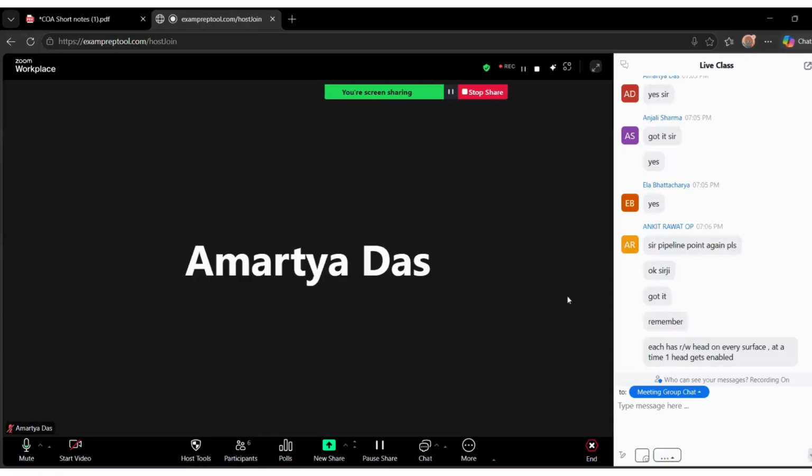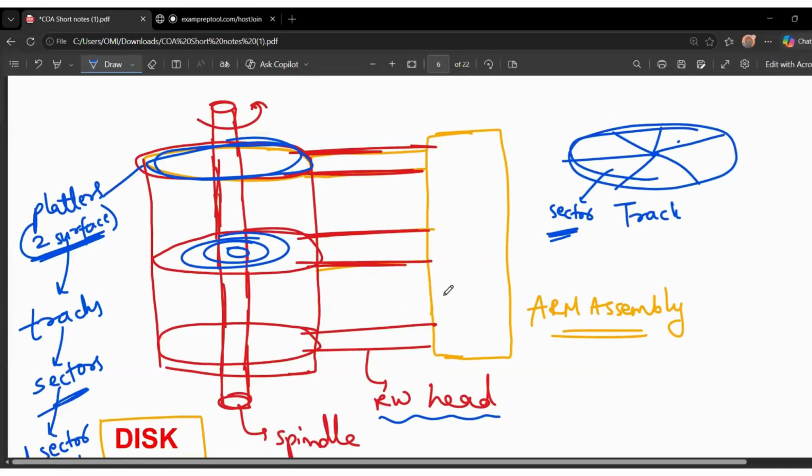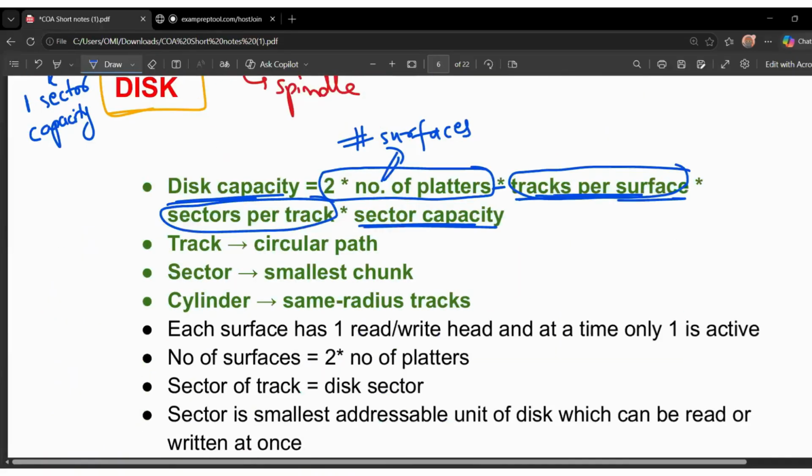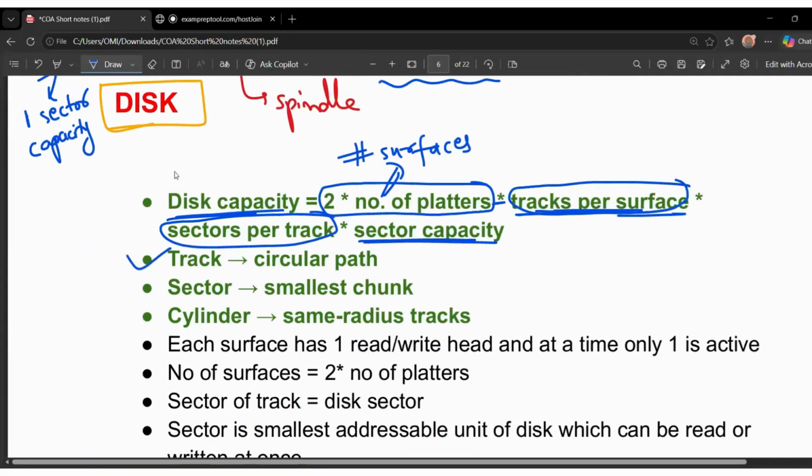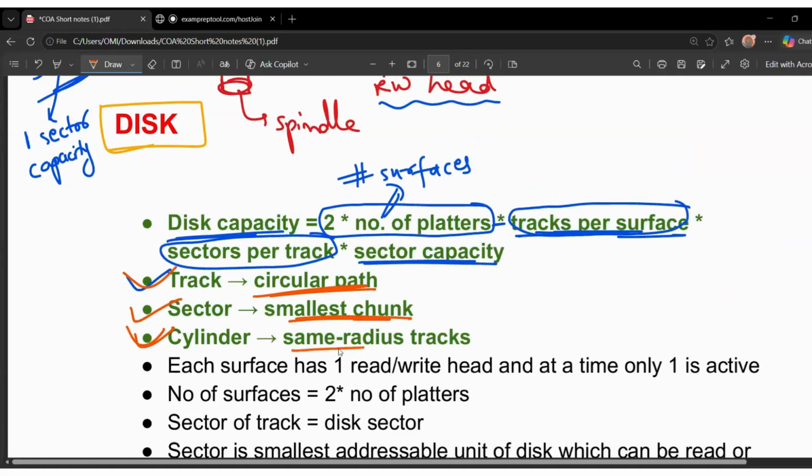Yes. Remember this thing. Are you recalling? Track, then sectors, sector capacity, right? So one entire track is a circular path. One entire circular path. Your sector is the smallest chunk. And what is the cylinder? Same radius tracks, right?